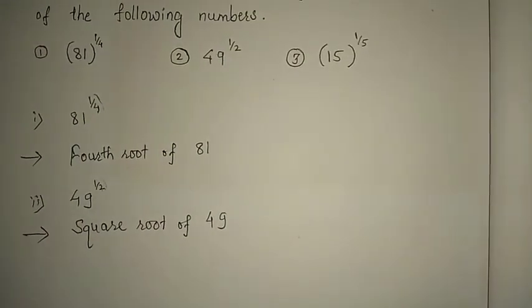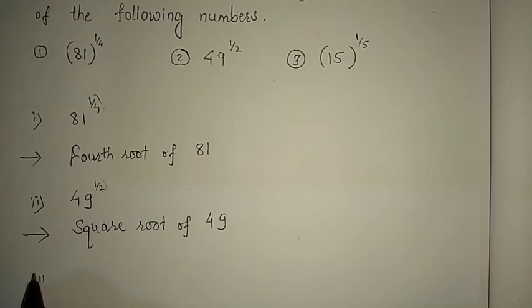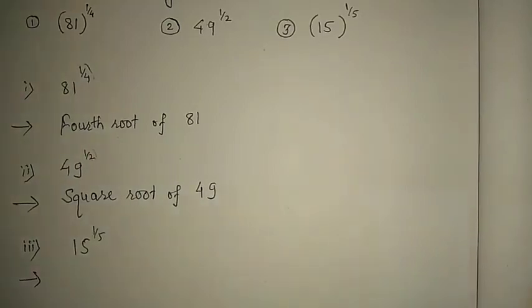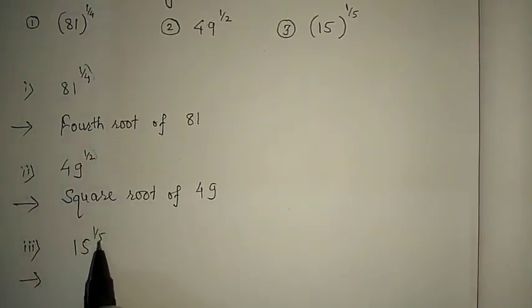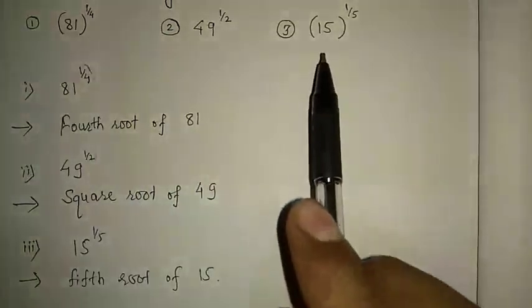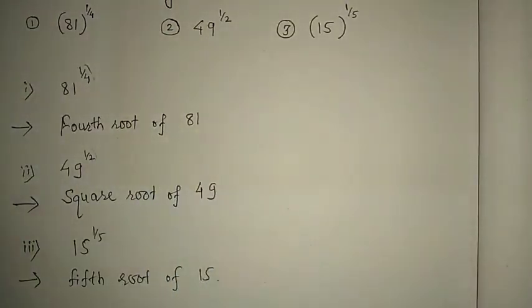And the third question is 15 raised to 1 divided by 5. So its answer is, what is the root? 5th root. Index is 1 divided by 5. So it is the 5th root of 15. Only this much we have to write, and you got the answer. I have written answers of 3 questions only here. The remaining 3 questions you have to write in your homework book. Solve them by yourself if you got this method.